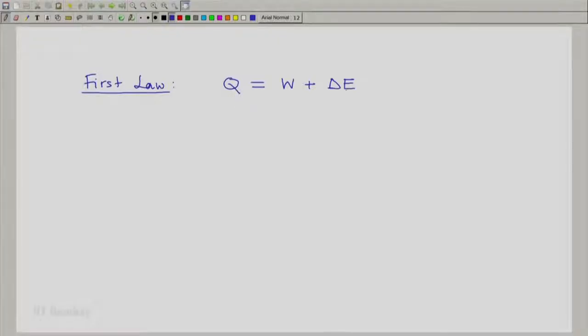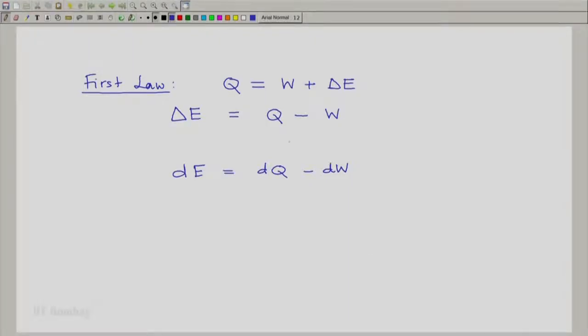Let me transpose and bring delta E to one side and Q and W on the other side. If I do that, then I will get the following form. Delta E is Q minus W. Or in the differential form, we can write dE is dQ minus dW.